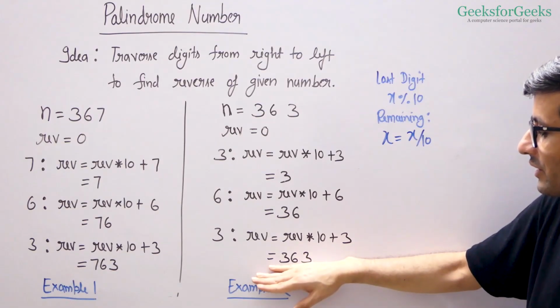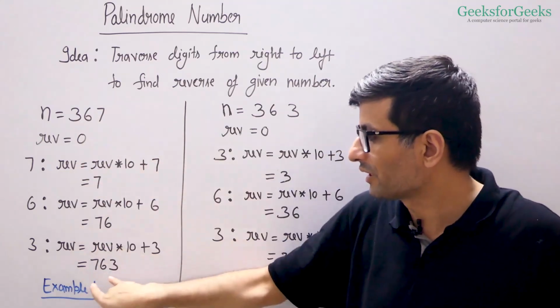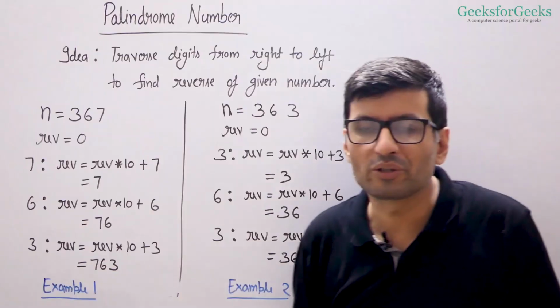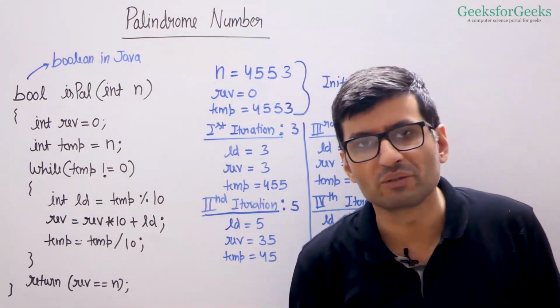So we'll get the reverse as this. And at the end, we'll simply check if this reverse is same as this or not. In this case, it's not same. In this case, it's same. Now please pause this video and try to implement this approach yourself. Let's now take a look at the implementation.